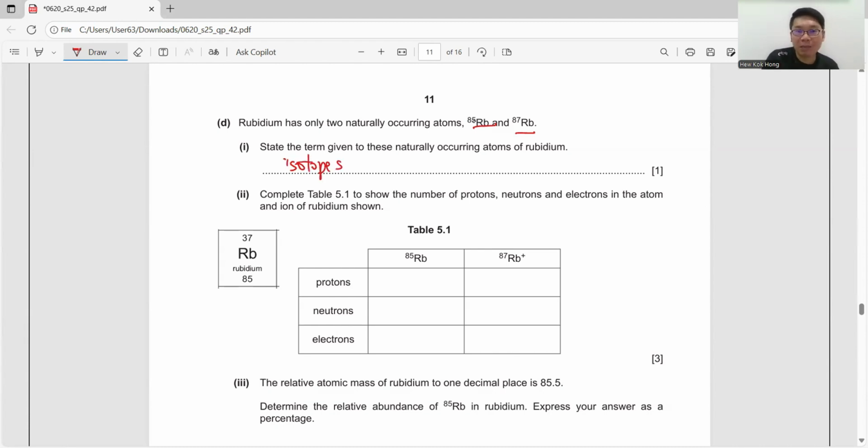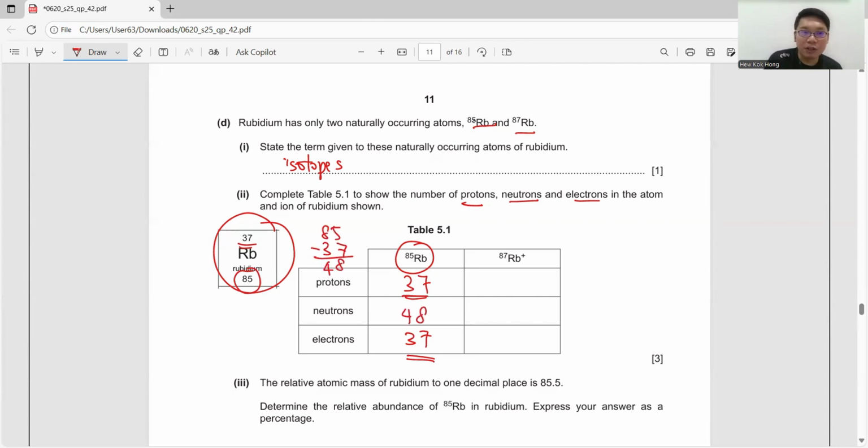Part 2. Complete table 5.1 to show the number of protons, neutrons and electrons in the atom and ion of rubidium shown. Compare this with the periodic table given at the back. So we know 85, situation, 37 protons. When it does not contain any charge, the number of protons must be equal to the number of electrons. Total mass is 85, so the neutrons will be the balance of it, 48 neutrons.